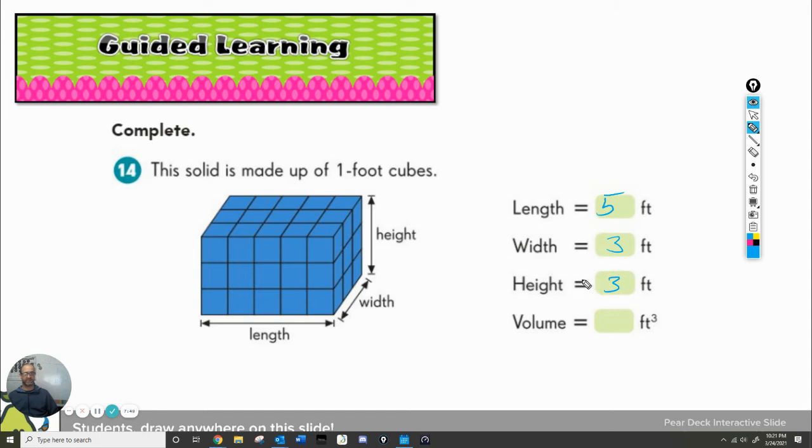3. Very good. And then you can tell me how to come up with the volume. Okay, yes, length times width times height. Yes, that's the formula, but what are we putting into that formula? Oh, I see. 5 times 3 times 3. 5 times 3 is 15. 15 times 3 is 45 cubic feet. Oh, you did so well on that one. Beautiful work.